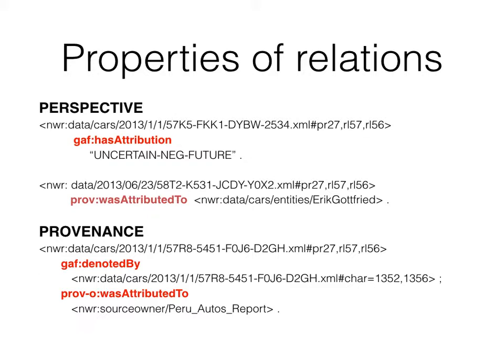Because we place the SEM relations inside named graphs, we can express perspective and mention relations to the SEM triples. In the example shown here, we can see that attribution properties uncertain, negative in the sense of not existing, and future are expressed for the first named graph from the previous slide, and that this statement is attributed to Eric Gottfried. In a similar way, we can specify where it is mentioned in a source and who the owner is of this source.